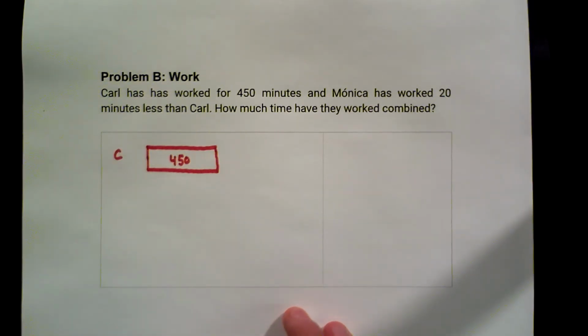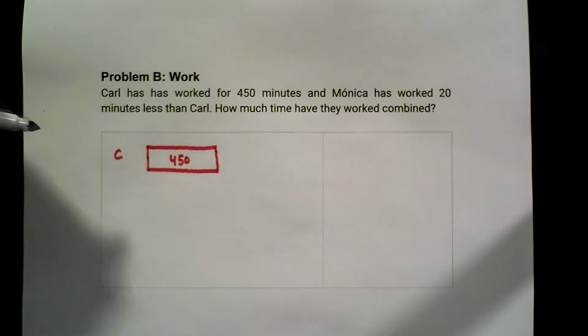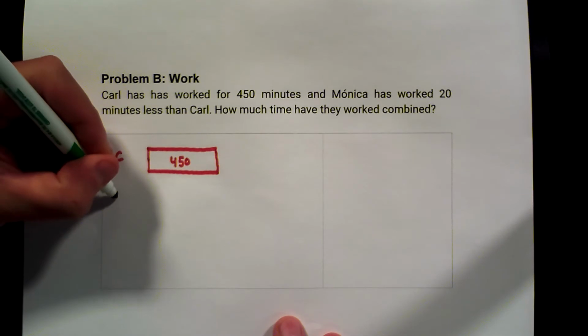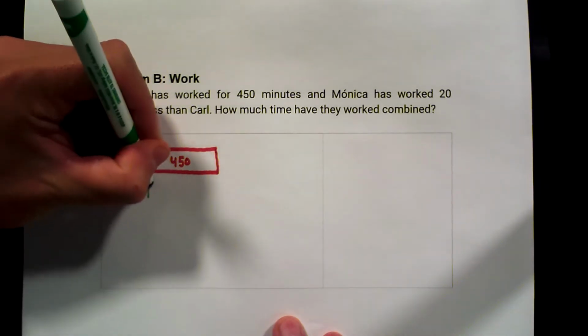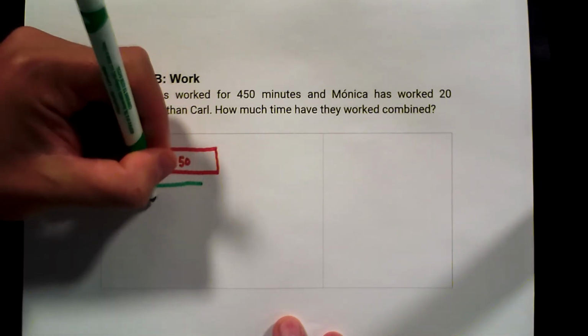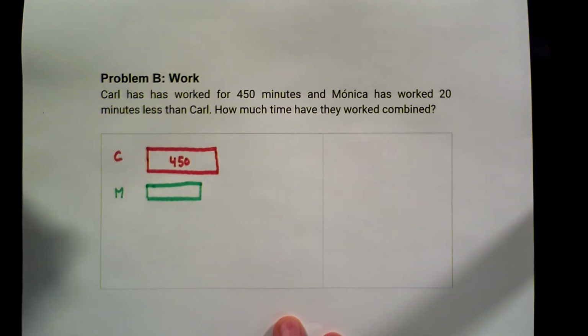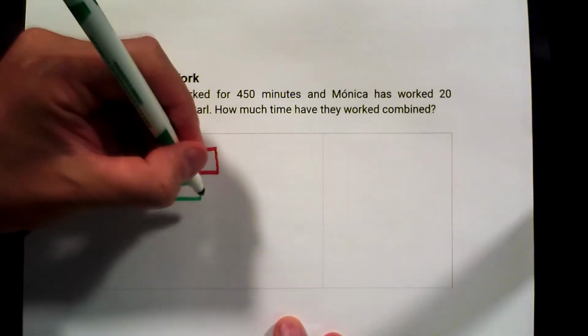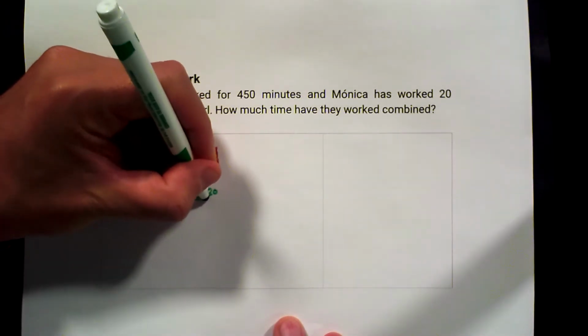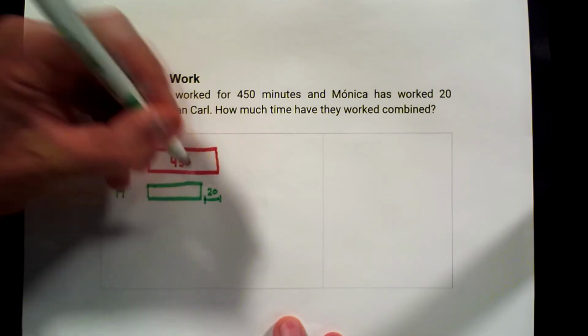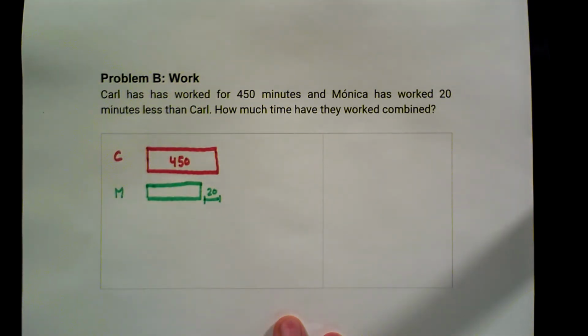Now we know how to deal with this comparison, which, by the way, in math problem solving, is very hard for students in the beginning. So these models also help in that sense. What we'll do is put a bar for Monica that we know is 20 shy of being Carl, because it says 20 minutes less than Carl. So this 20 here, again, is what's missing. The question is not how much Monica, but in total.